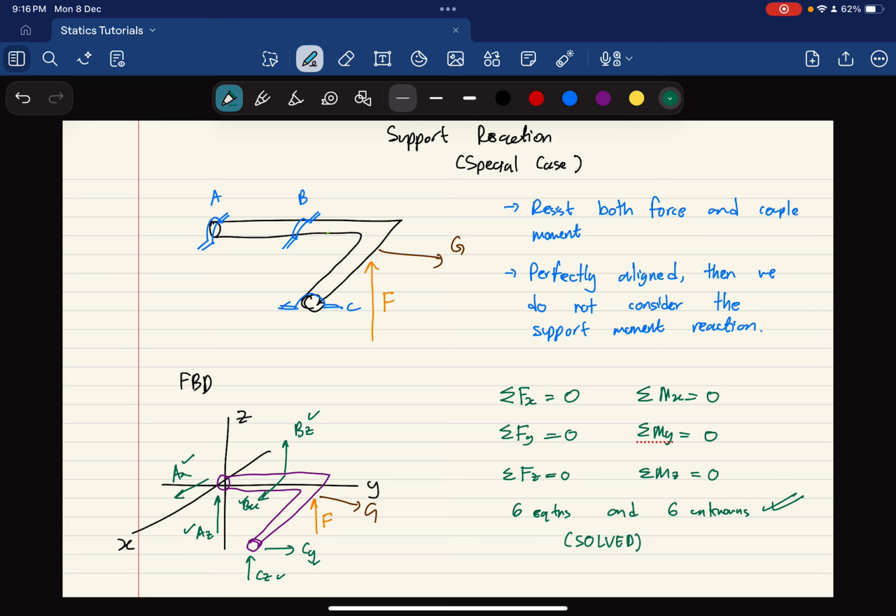And we don't consider the moment also. The reason is, let's say for example I take a point here. We call this point D. If you see from point D, what really happens here is, let's say we take from point D to BZ, for example.